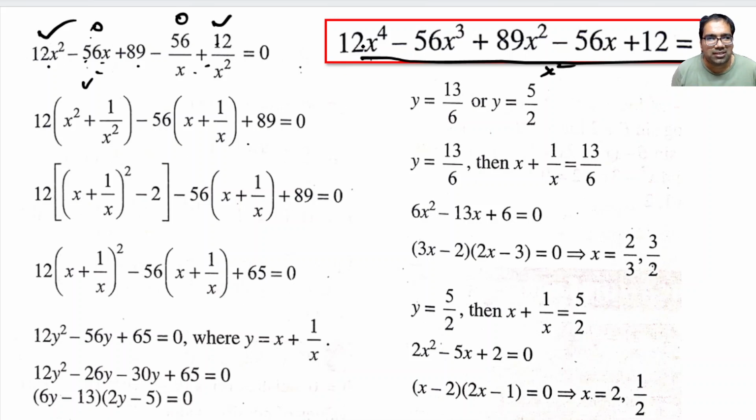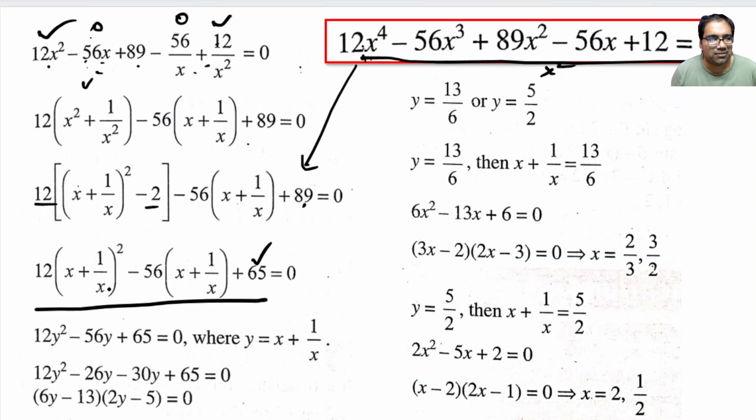Now, we have converted this into this form. If you simplify this slightly, this becomes 12 into x plus 1 by x whole square. 12 into minus 2 is minus 24 plus 89, which becomes plus 65. Okay, and minus 56 into x plus 1 by x. This is the expression: 12 into x plus 1 by x whole square minus 56 into x plus 1 by x plus 65. Now, if you see, this has become a quadratic equation.